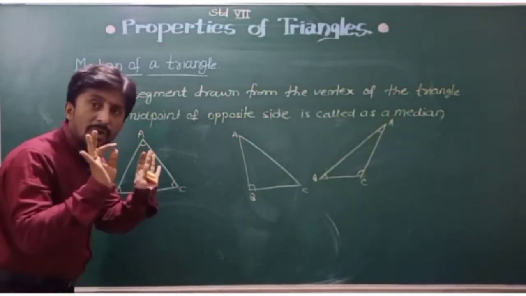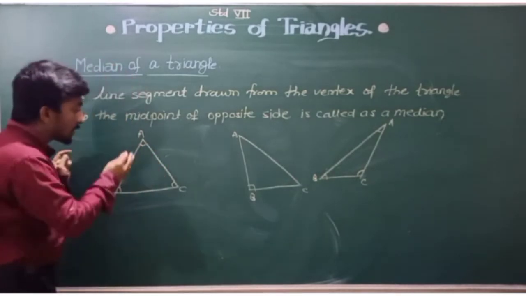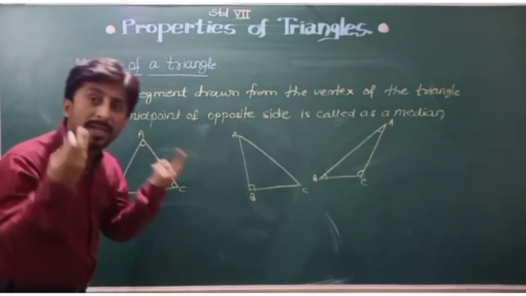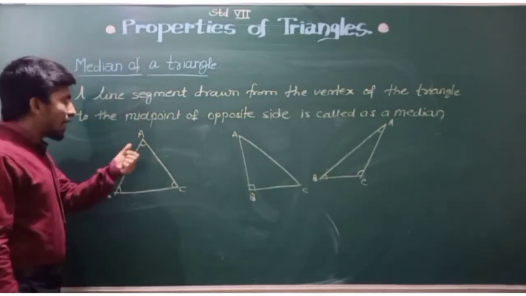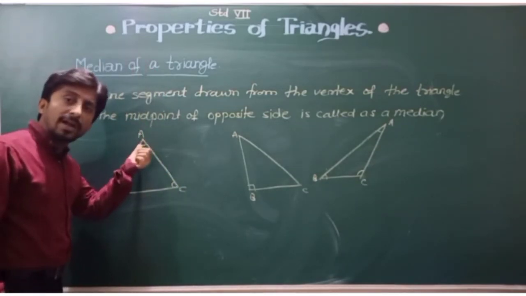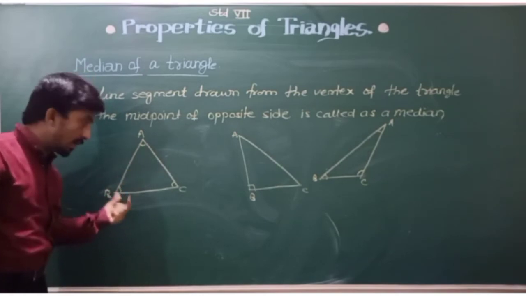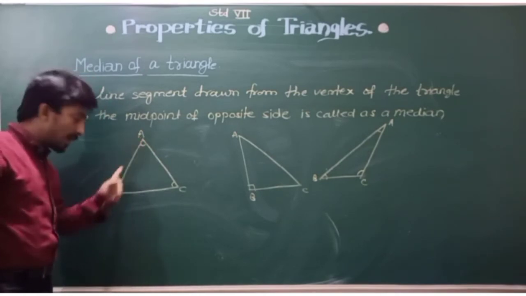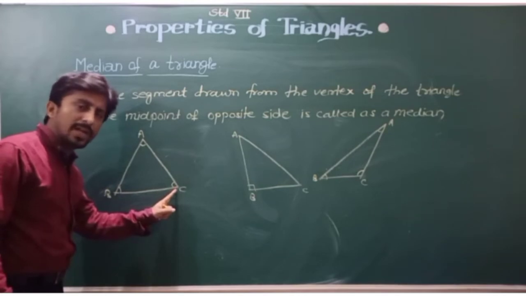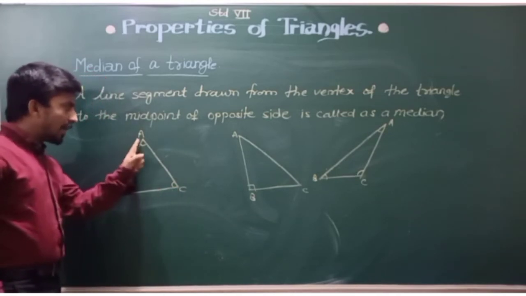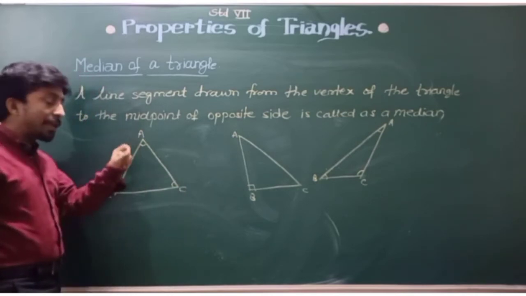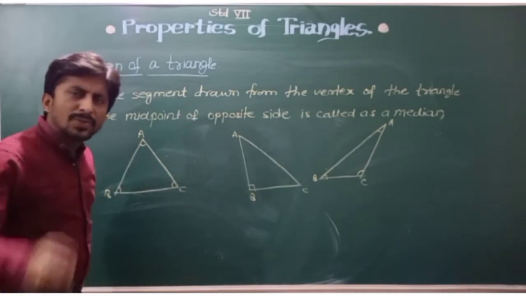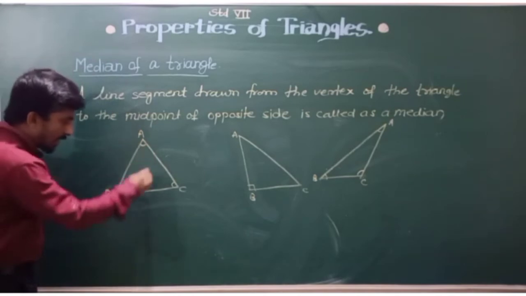So what is a median? A line segment drawn from a vertex of a triangle. See, in a triangle I have 3 vertices. It means that I can draw 3 medians. A line segment drawn from the vertex of a triangle to the midpoint of the opposite side. Now for the vertex A, this side BC is the opposite side. For the vertex B, side AC is the opposite side, and for the vertex C, side AB is the opposite side.